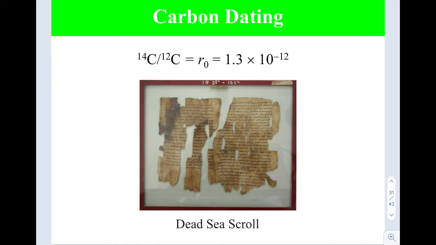Carbon dating. The beta decay of carbon 14 to carbon 12 is commonly used to date organic samples, living things.